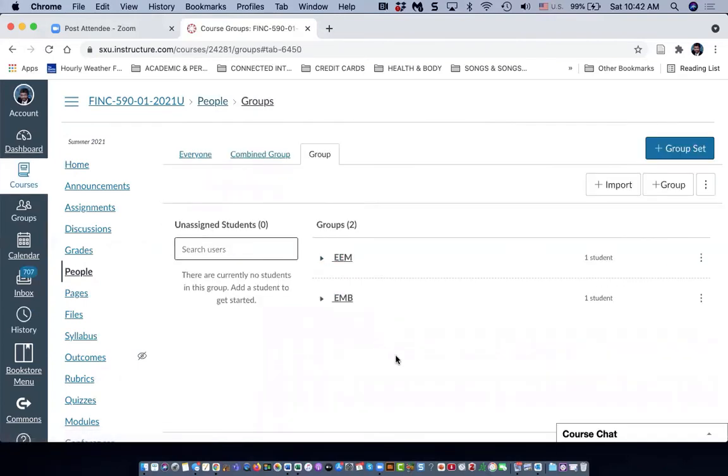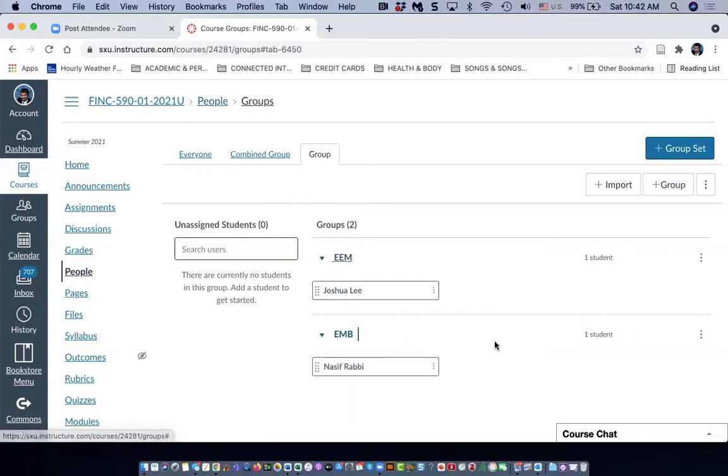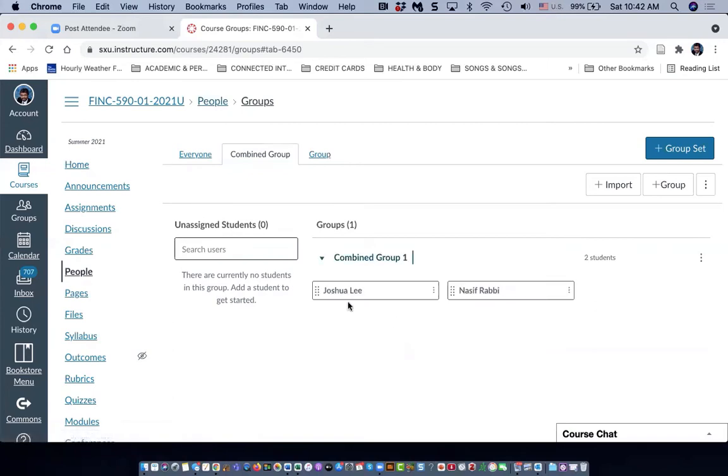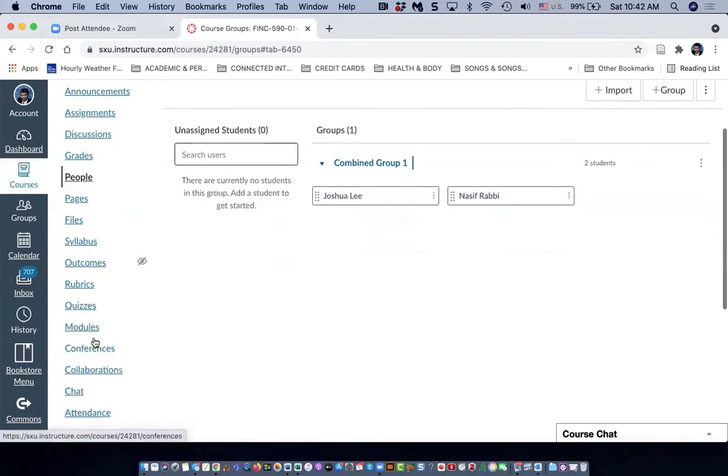Yeah, there is a group. So basically, let me see. Hold on. Josh is doing EEM and you are doing EMB. And where do you get that? I'm coming to that. But you do your things, okay? And then in a combined group, you just combine it, both of you. So let me take you there.